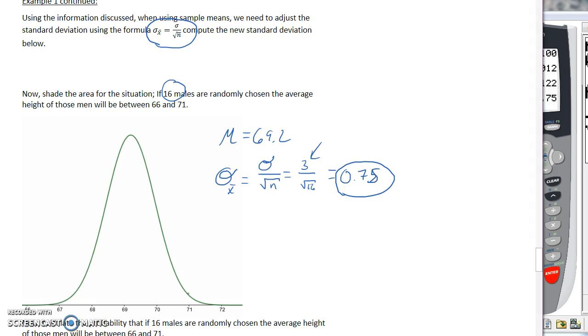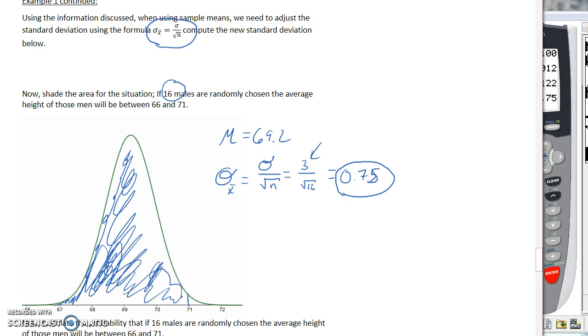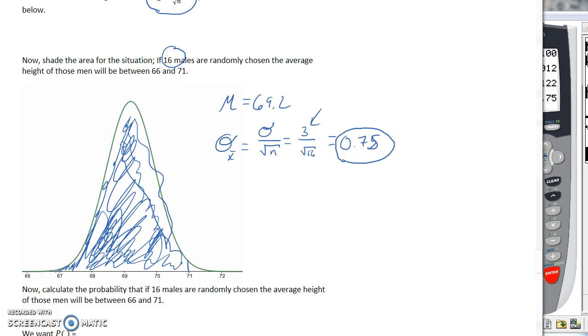So what is between 66 and 71? I can't even shade 66, so it's everything to the left, and then all this stuff right here, right? It's everything in between these two values. So we are going to still pick the in-between tab because there might be some values that are even further to the right of that. But this is what we're shading. So let's find this probability.